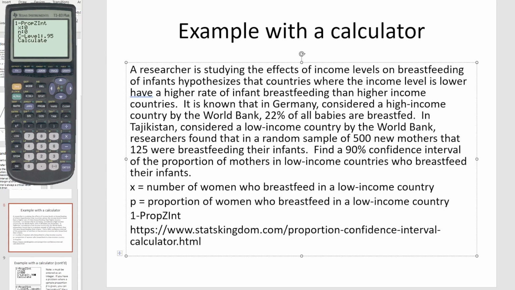For X, we type in the number of successes. So in this case, this is 125. For N, we type in the sample size, which is 500. And for C-level, you just type in the confidence level, which is 0.90, because we are looking at a 90% confidence interval. And then calculate. And the calculator readout gives you your confidence interval.